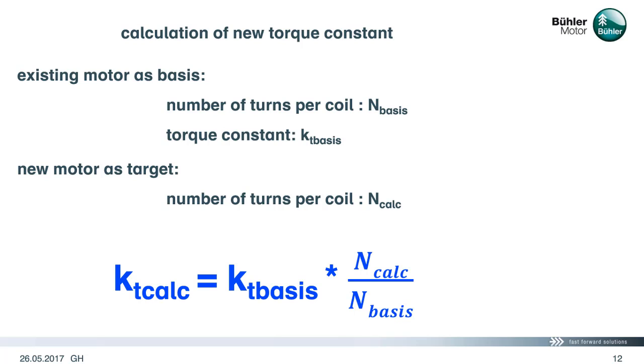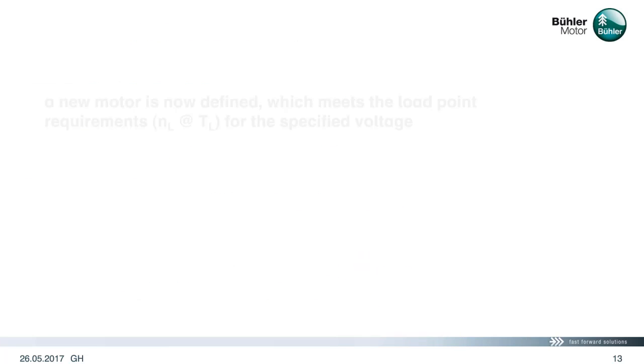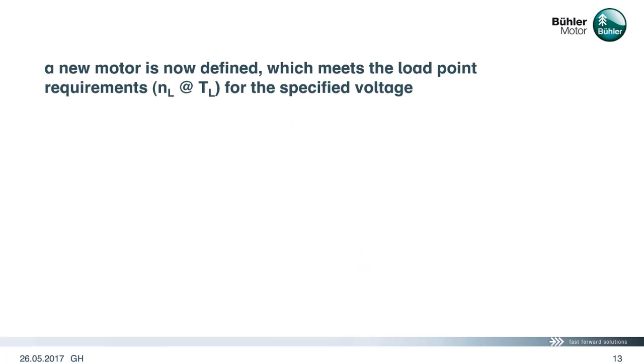K sub t calc of our new motor, of our calculated motor, is K sub t of our basis motor multiplied by the number of turns of our calculated motor divided by the number of turns of our basis motor. A new motor is now defined, which meets the load point requirements N sub L at T sub L for a specified voltage.